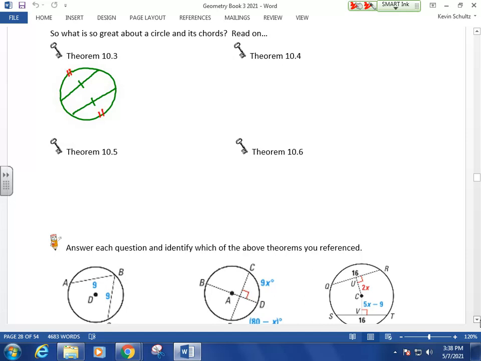Okay, chords dealing with measurement length, arcs dealing with degrees. But if we have A, B, C, and D here, Theorem 10.3 says that if AB is congruent to CD, then arc AB will be congruent to arc CD. Okay, so if those segments, those chords are congruent, the arcs will be congruent as well.